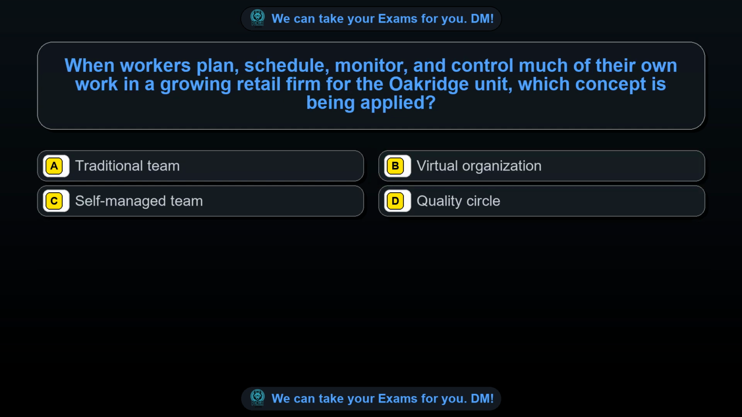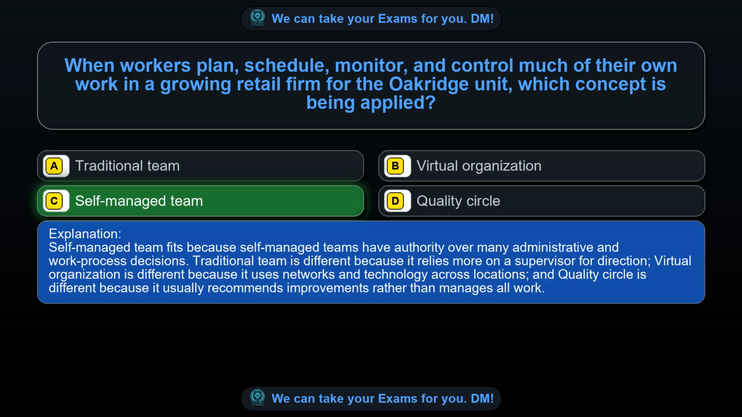Question 20. When workers plan, schedule, monitor, and control much of their own work in a growing retail firm for the Oak Ridge unit, which concept is being applied? Option A, traditional team. Option B, virtual organization. Option C, self-managed team. Option D, quality circle. The correct answer is option C, self-managed team.